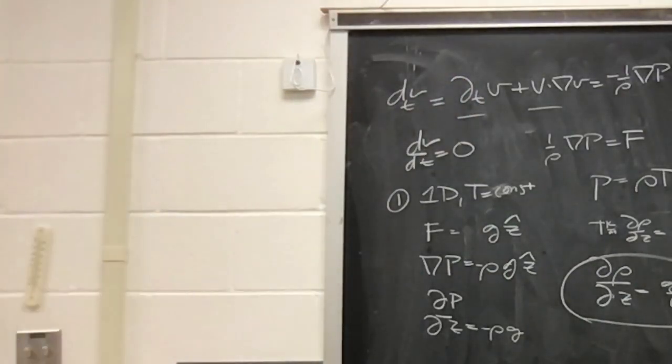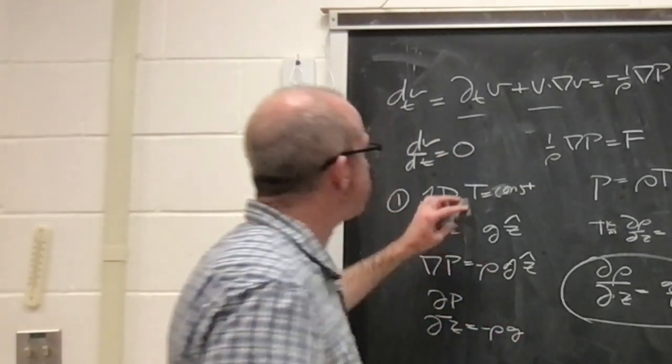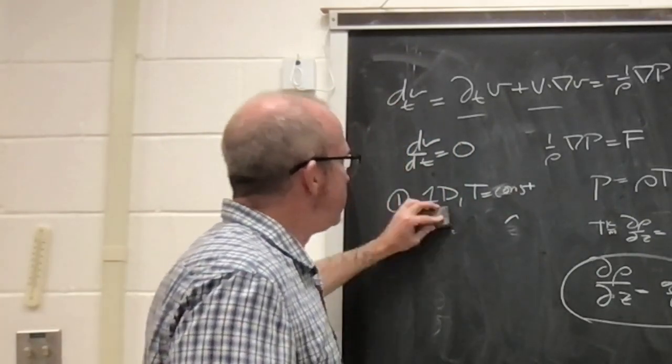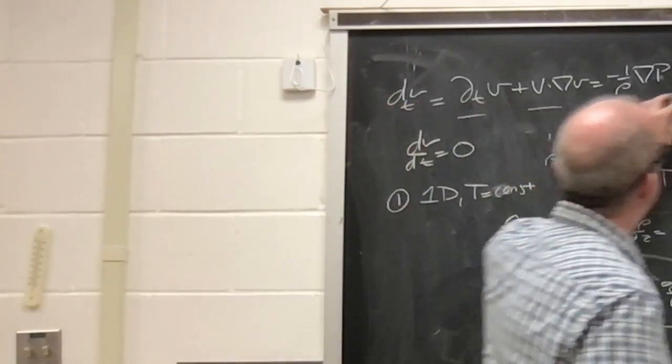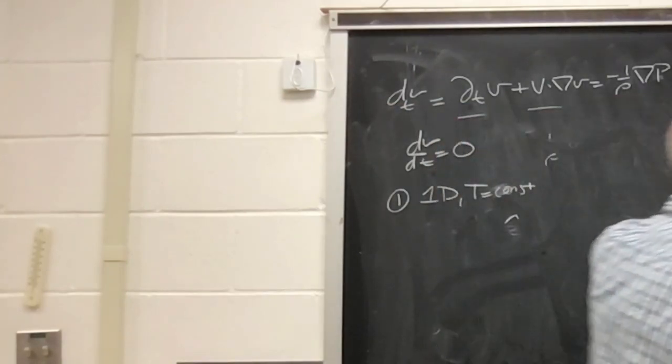Does that make sense? Does anybody have any questions about a 1D atmosphere? This is how you can treat the atmosphere close to the surface of the Earth, and it's a relatively straightforward derivation. Let us now try it in 3 dimensions. 1D with a constant temperature gives us an exponential. Let's try 3 dimensions with a not constant temperature.